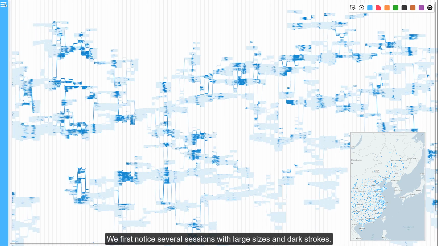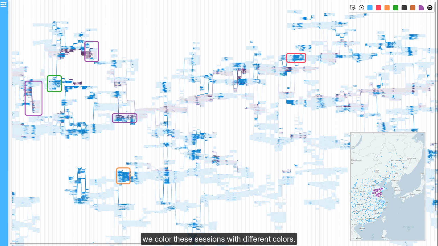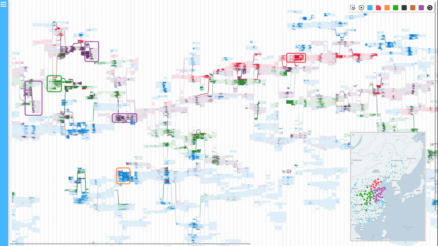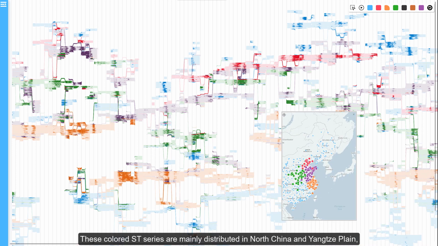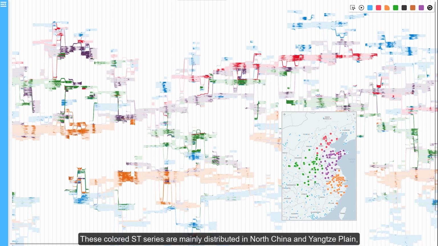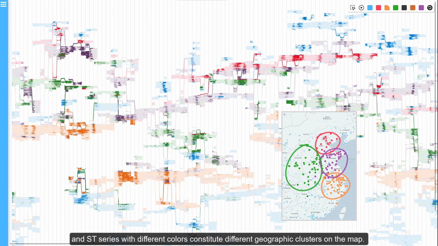We first notice several sessions with large sizes and dark strokes. To show their spatial distributions and temporal evolutions, we color these sessions with different colors. In this process, the sessions with more ST series in common tend to receive the same color. These colored ST series are mainly distributed in North China and Yangtze Plain, and ST series with different colors constitute different geographic clusters on the map.